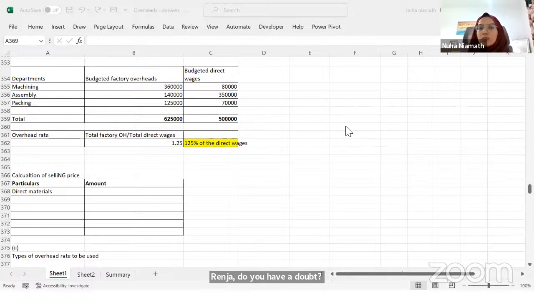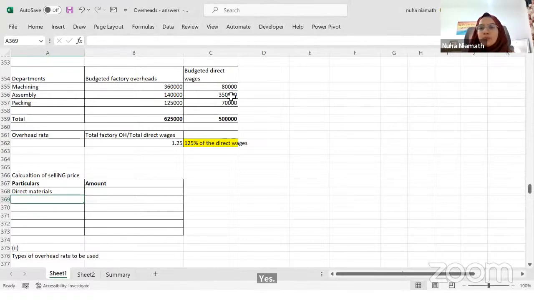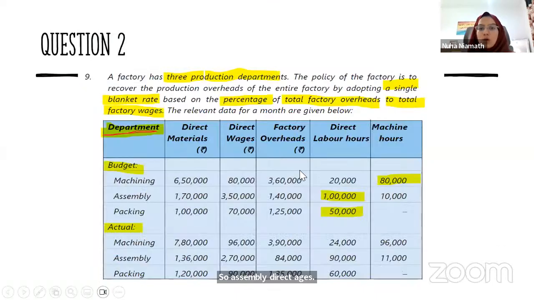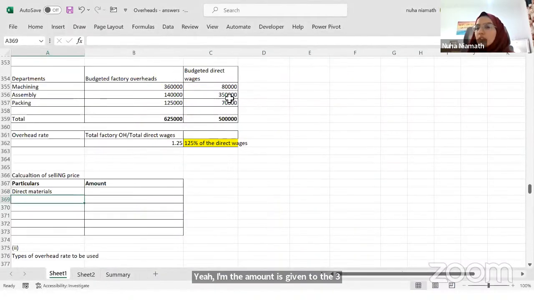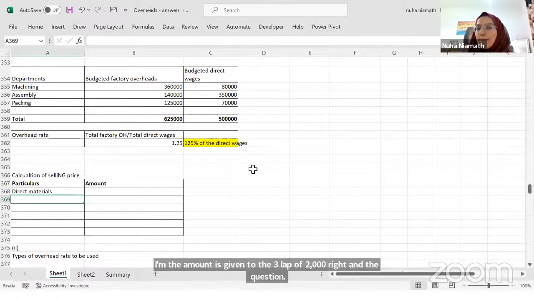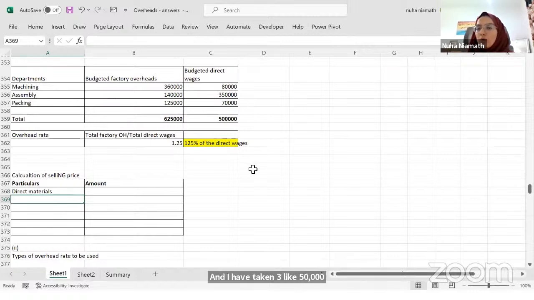Yes, tell me. The assembly direct wages, is that your doubt? The amount is given to be 3,50,000 in the question, and I have taken 3,50,000. Okay, is that clear?